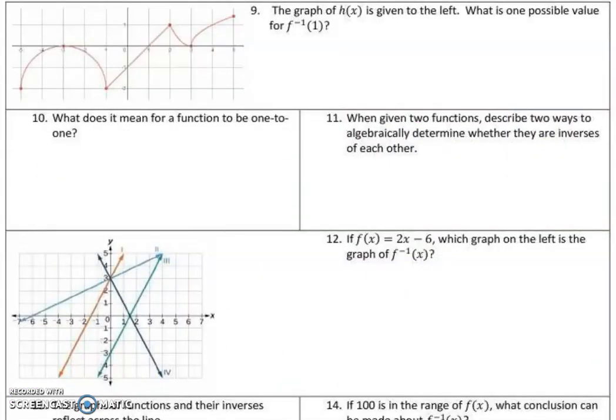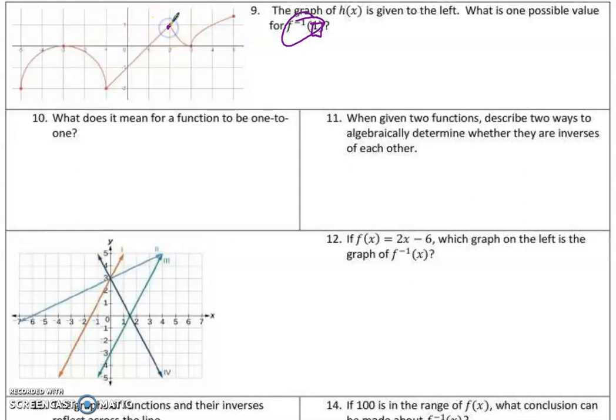There we go. All right, number 9. The graph of h of x is given to the left. What is one possible value for f inverse of 1? Since I am looking for the inverse of 1, I am plugging 1 in instead of y. So I'm going to go to where y is 1 and follow along, and I see two possible options.